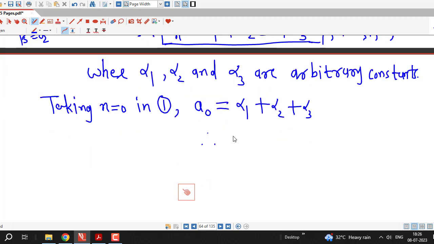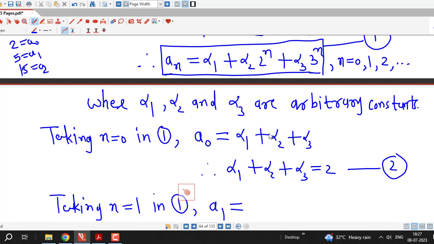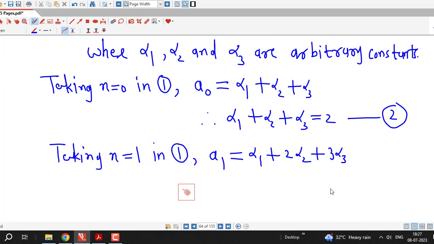A0 is 2, therefore we obtain alpha 1 plus alpha 2 plus alpha 3 equal to 2. We give this number 2. Then we put n equal to 1 in equation 1, that is in the general solution, and we write down the formula for A1. So I have to put everywhere n equal to 1, that is alpha 1 plus alpha 2 into 2 raised to 1, that is 2 alpha 2, alpha 3 into 3 raised to 1, that is 3 alpha 3, and A1 is given as 5.